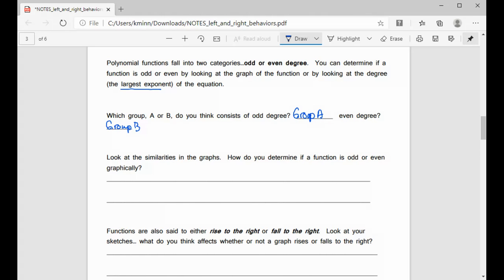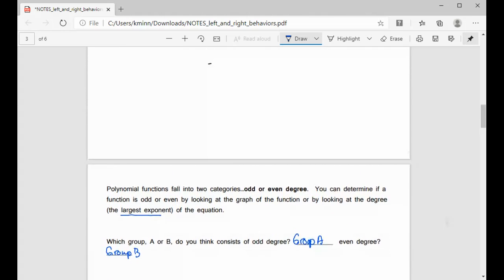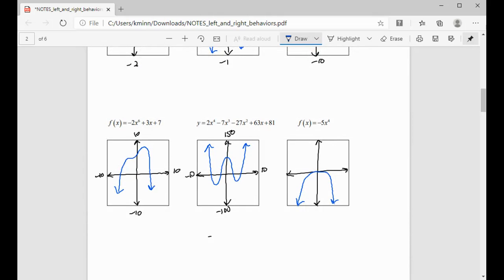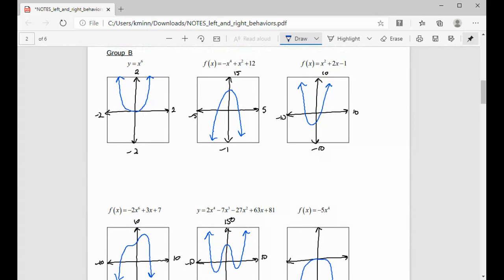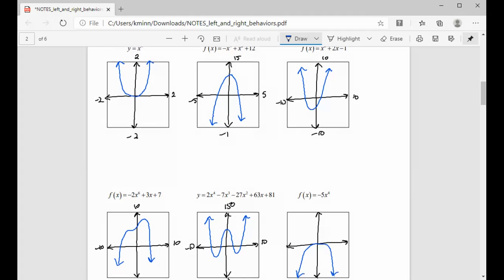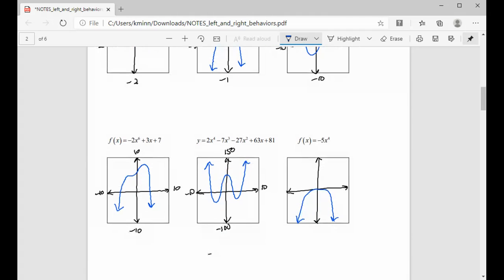And if I can quickly just scroll back to Group B, you notice that all of the highest degrees, 6, 4, 2, 6, 4, and 4, the exponents of all of them were even numbers, where in Group A, all of them happen to be odd numbers.